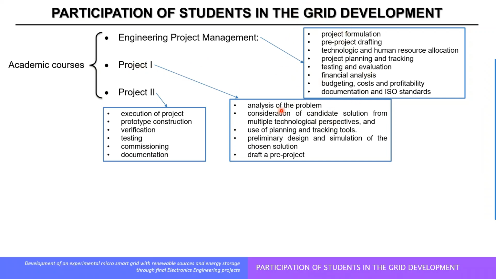Then project 1 is basically about proposing a problem and a possible solution to that problem without doing any hands-on work on that. And then on project 2 they move on to the actual execution of the project. They build prototypes and do some verification and testing, commissioning, etc.